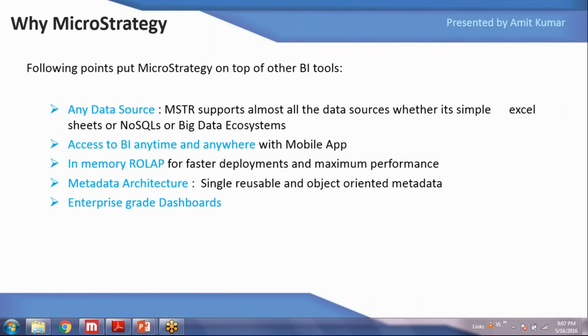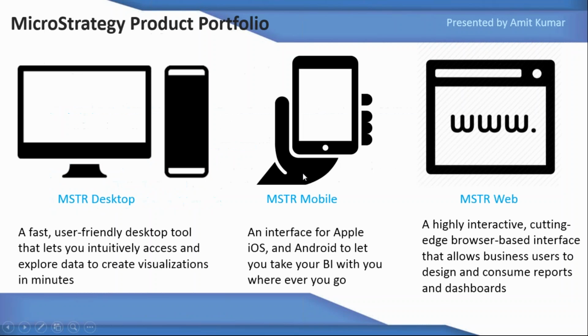So these are the key features of MicroStrategy. Now coming to the MicroStrategy product portfolio. In a broad sense, MicroStrategy has three different products: MicroStrategy Desktop, Mobile and Web. For development only, you can use these three platforms. In the training, you will be provided a thorough introduction to the MicroStrategy Desktop. Obviously, Mobile and Web have the same functionality, only the infrastructure is different.